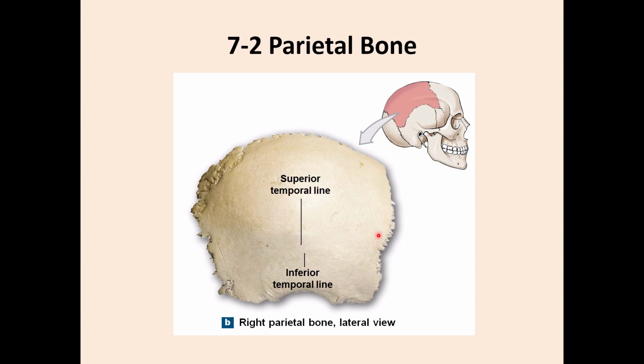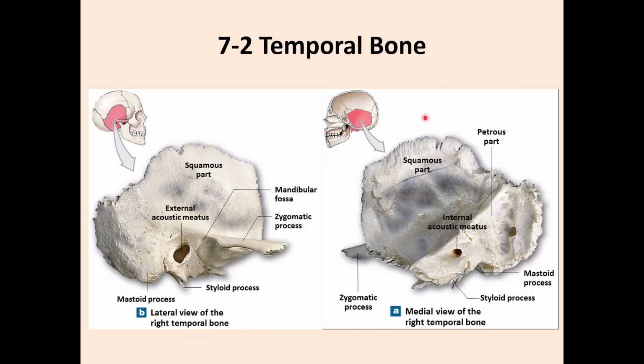Anteriorly, the parietal bone is attached to the frontal bone, posteriorly it is attached to the occipital bone, and inferiorly it is attached to the temporal bone. The temporal bone is located laterally and inferiorly. There is one on each side.